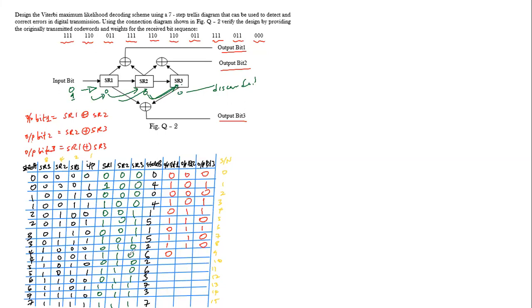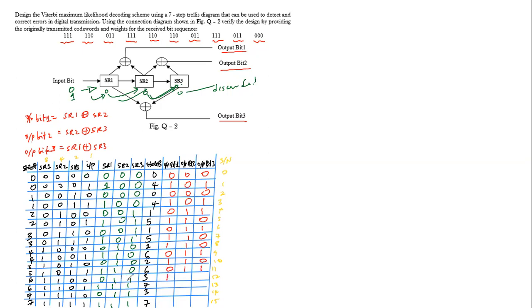That's SR2, SR3 is 1. Then 1 plus 0 is also 1, right? Then 0 plus 1 here is 1. Then 1 plus 0 is 1. 0 plus 0 is 0. Then 1 plus 1 is 0. Then this is 1 plus 0 is 1. Then 1 plus 0 is also 1. 0 plus 1 is 1.